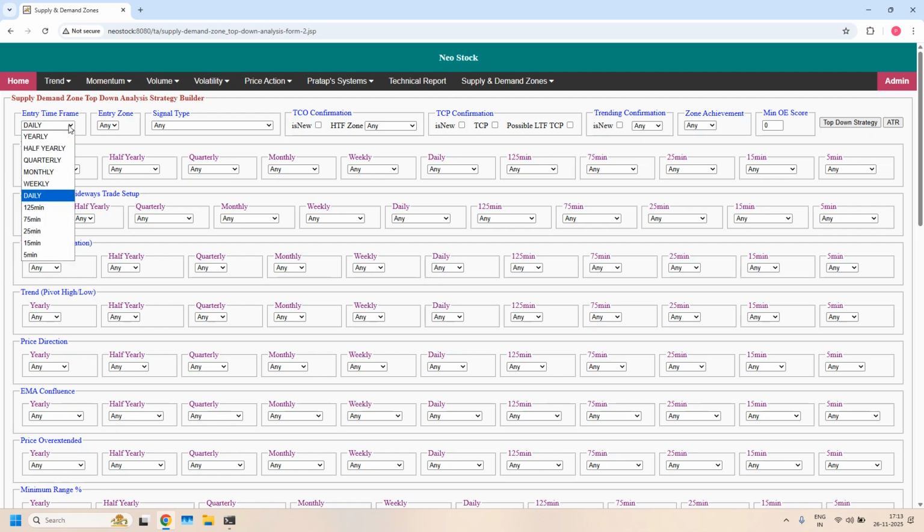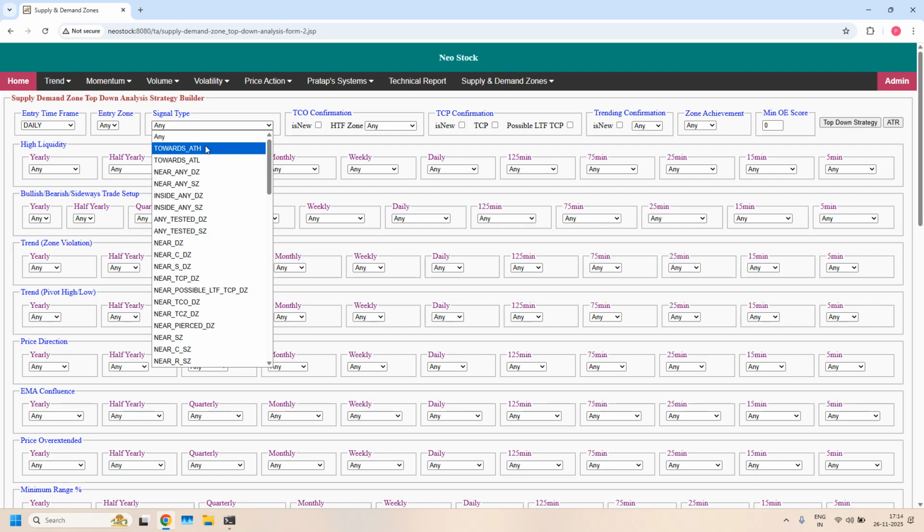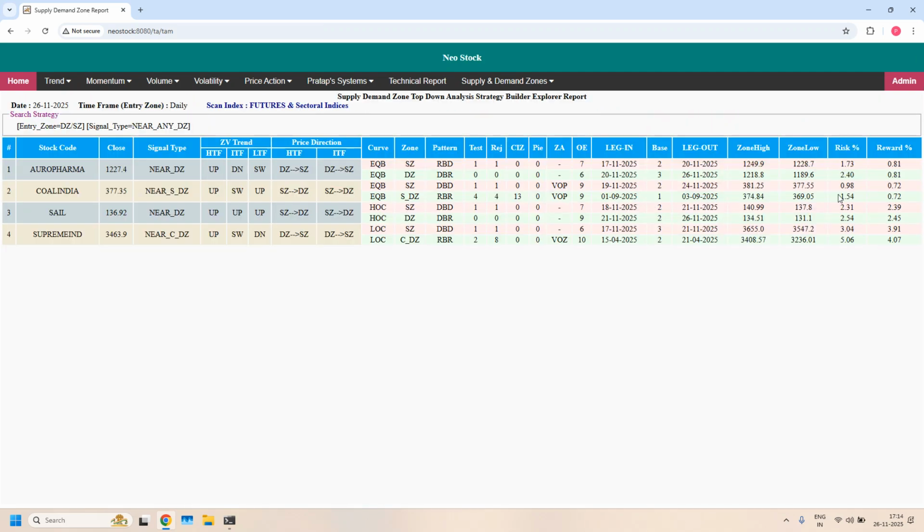Okay, starting with the daily time frame, stocks near to the daily demand zone, we got 4 stocks. Let's identify high liquidity zones. Coal India is having a daily high liquidity demand zone, and Supreme Industries is having a daily high liquidity demand zone. So we got 2 stocks from this list.